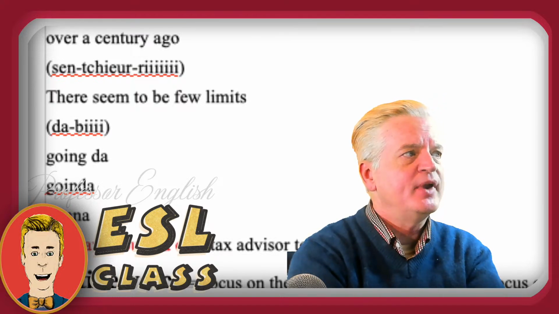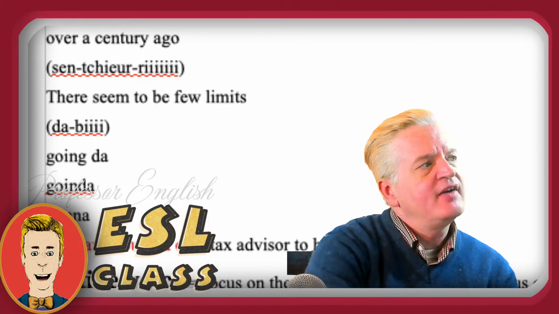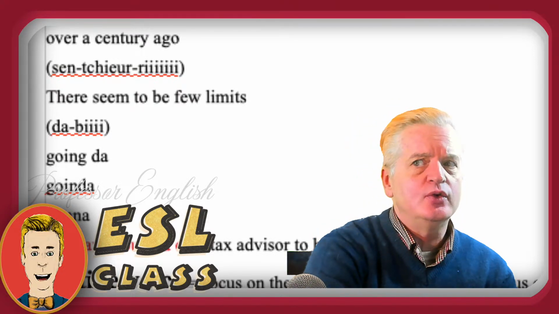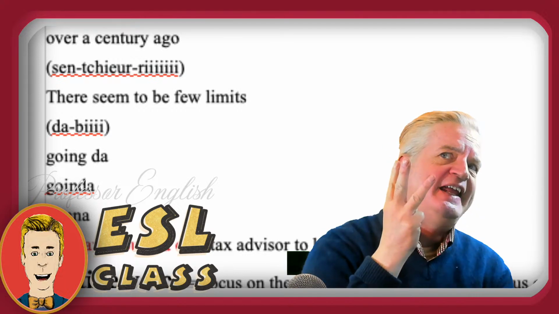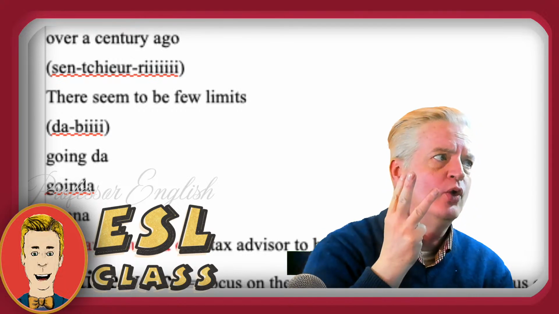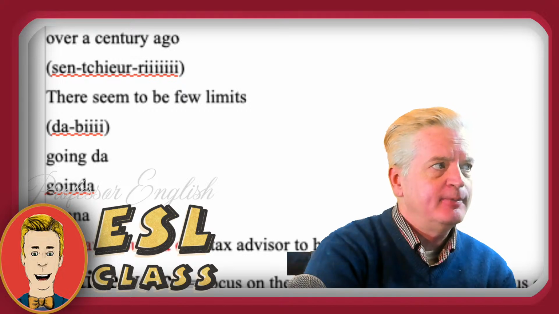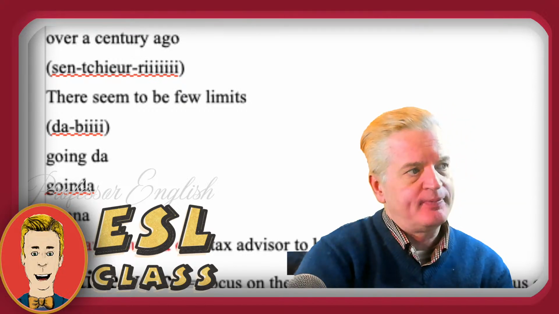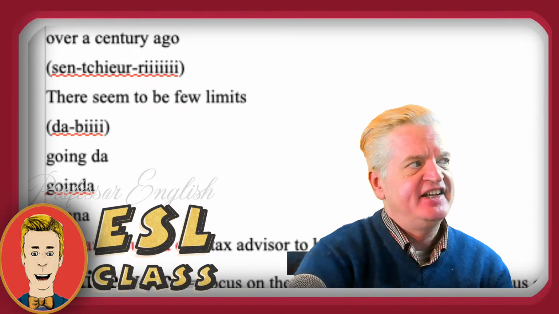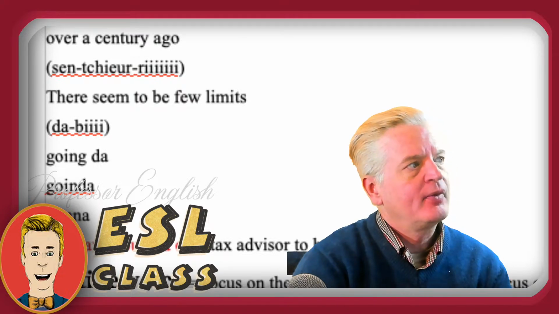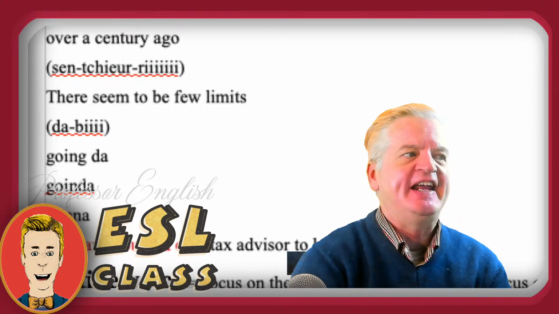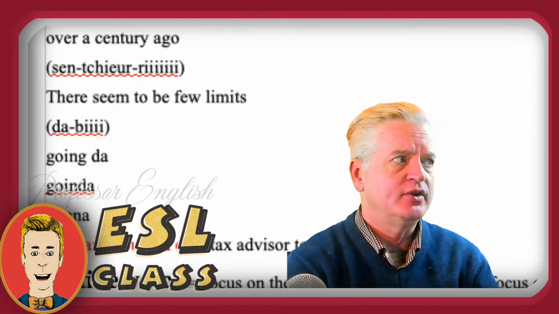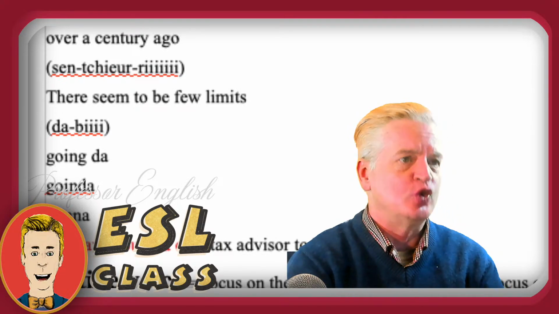Now we have this U sound, a long U sound, which is like 3 sounds. It's e, u. Combined with a T, it sounds like chew. Century. What about those last 2 sounds? Century. Those are 2 long sounds. Over a century.